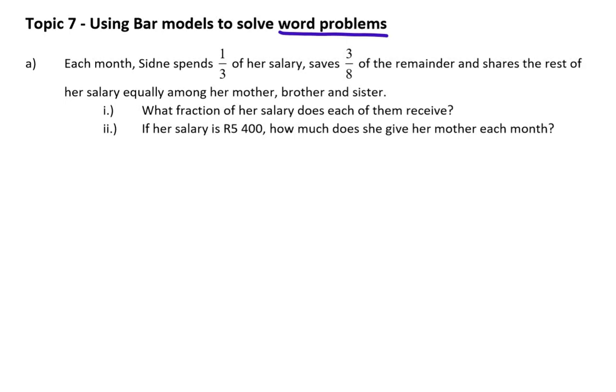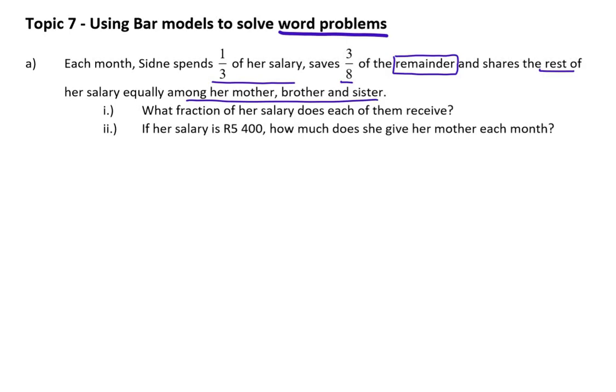Each month, Sydney spends 1/3 of her salary. Okay? Then she saves 3/8 of the remainder. Now, that's really an important word because she doesn't save 3/8 of her salary. She saves 3/8 of what's left behind. And then the rest, she shares equally amongst her mother, brother, and sister.